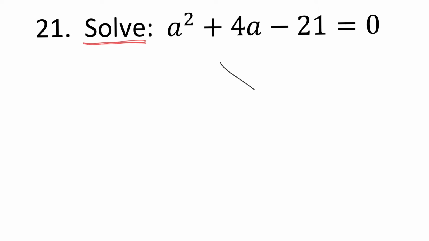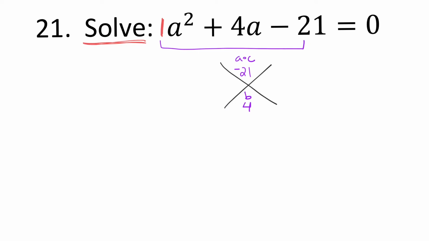So to factor, I'm going to use the X diagram. I'm going to multiply the a value, which is the number in front of the variable with the square, times the c value, which is the constant. So 1 times negative 21 is negative 21. So let me just put up here a times c, that's what you multiply. And the b, which is the term with the exponent of 1, b is positive 4. So I'm going to put a 4 on the bottom right there. So we need to find two factors that multiply to negative 21 and add up to 4.